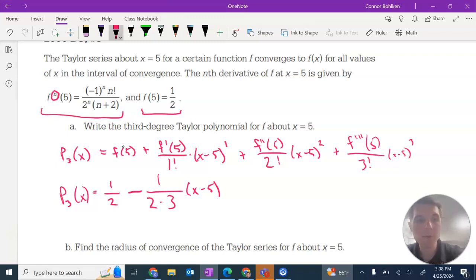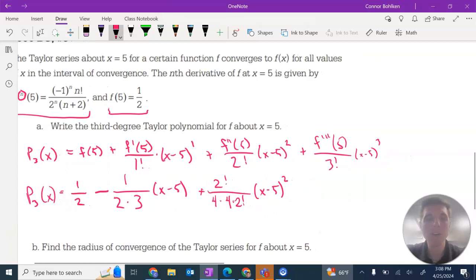And then we have 2 more, so these 2 will go a little bit quicker. This will be plus, right, because it's the second. N is 2 in this case, so negative 1 squared is 1. 2 factorial on top. Well, there's going to be, let's see, 2 squared, so that's 4, times 2 plus 2, that's 4, times 2 factorial, times x minus 5 squared. We don't need to simplify this at all. You can, but we're going to use the derivative part for our radius of convergence down below. So we really don't need to, but you could if you wanted.